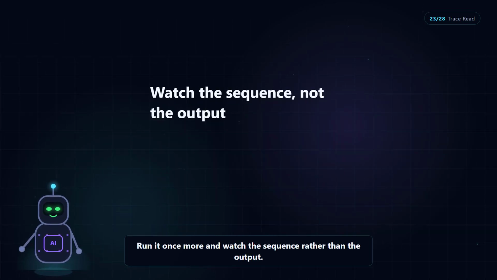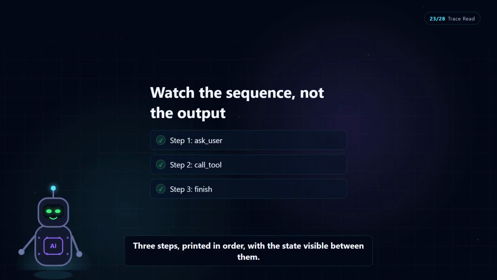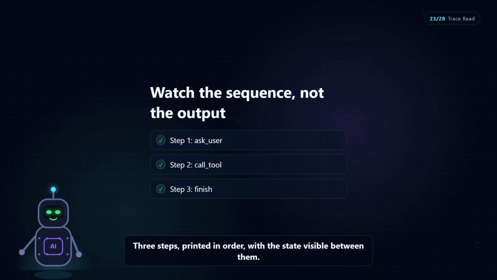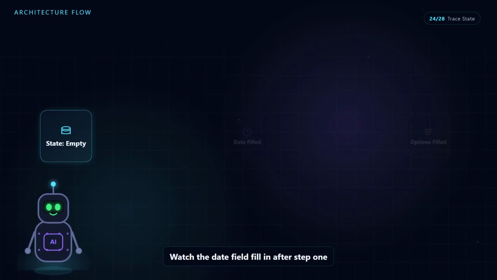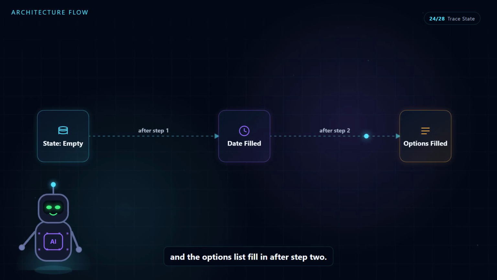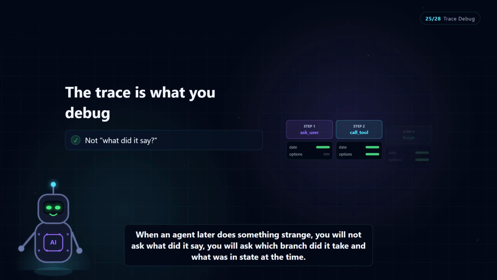Run it once more and watch the sequence rather than the output. Ask, then call, then finish. 3 steps, printed in order with the state visible between them. Watch the date field fill in after step 1 and the options list fill in after step 2. That trace is the thing you debug.